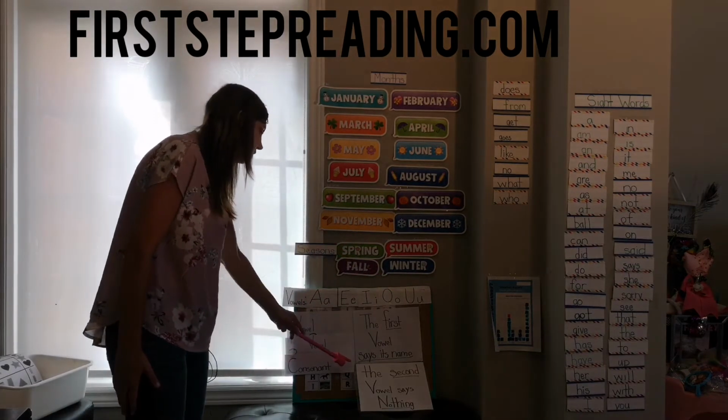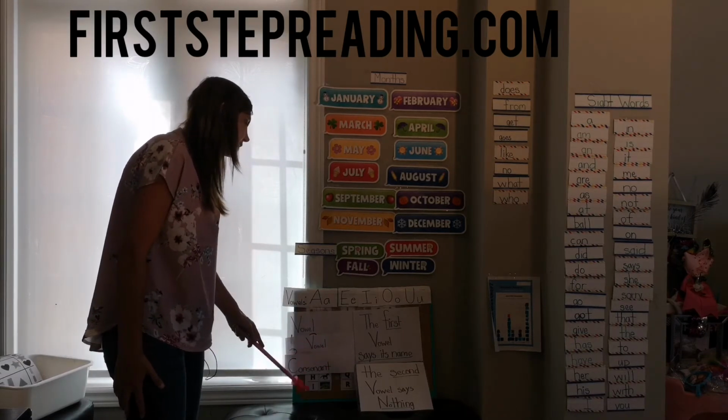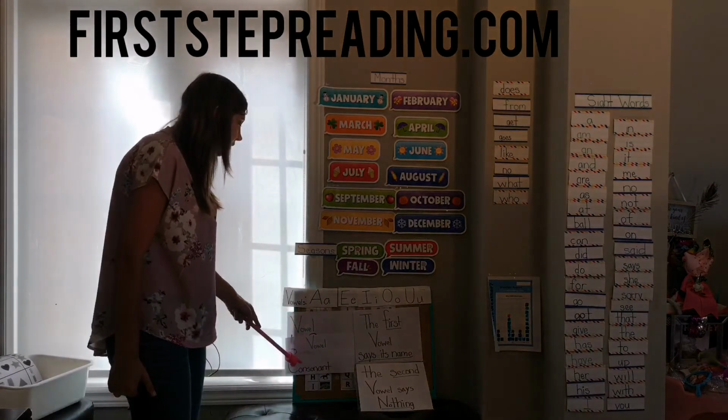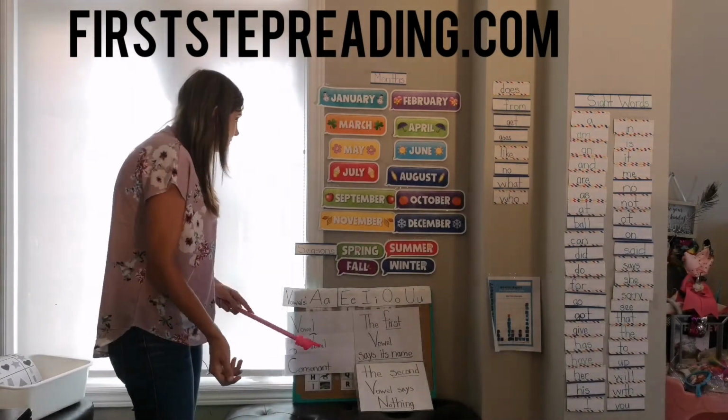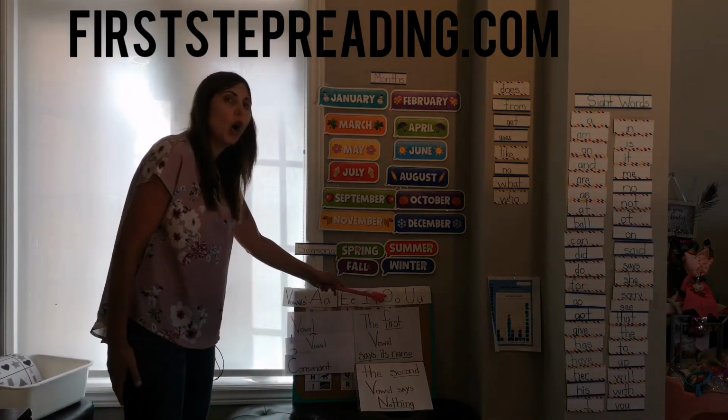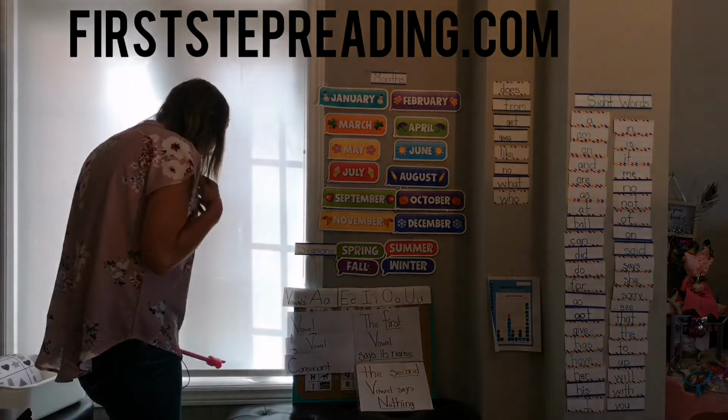So these 5 letters are our vowels. Every other letter is called a consonant. So let's sing our vowel, vowel, consonant song. And when we say our first vowel, we're going to say O this time. So let's get started.